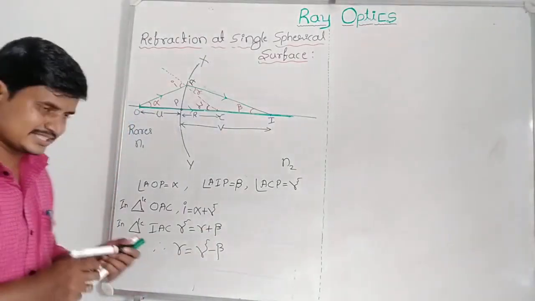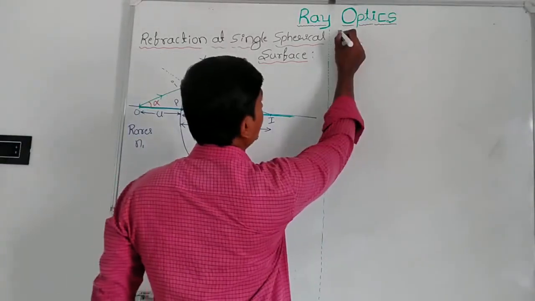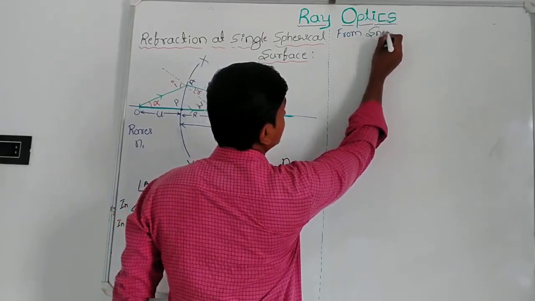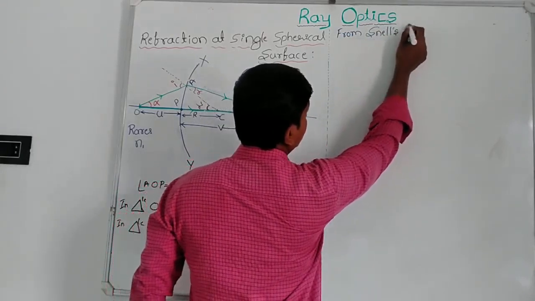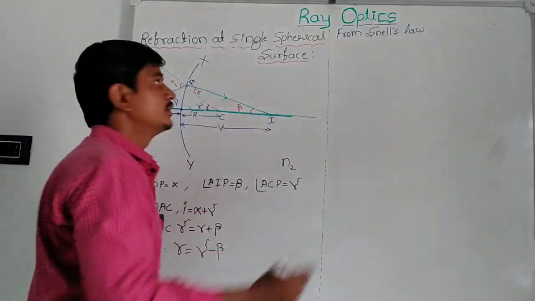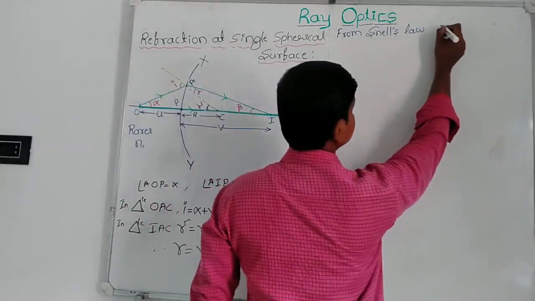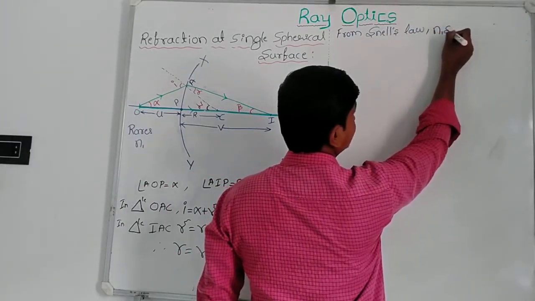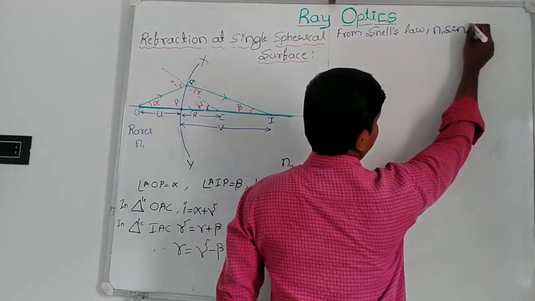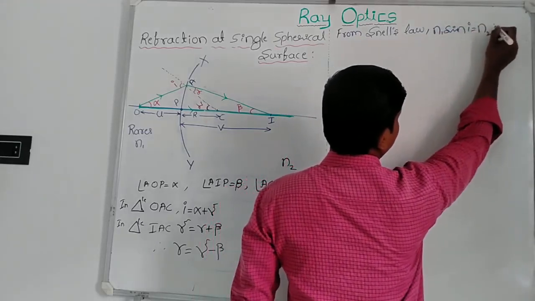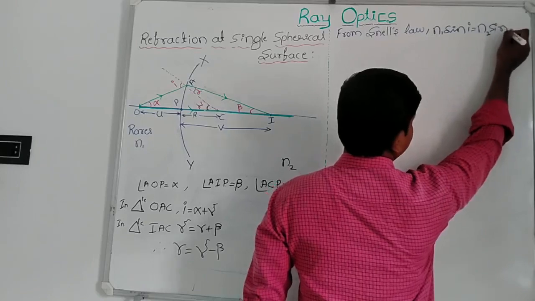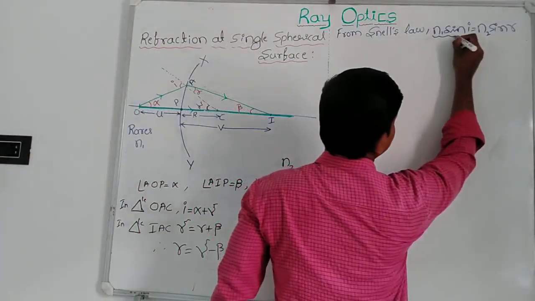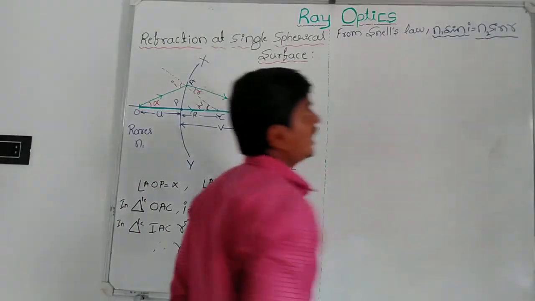Then from Snell's law, we know that N1 sin i is equal to N2 sin r. According to Snell's law, that is the relation, N1 sin i equals N2 sin r.